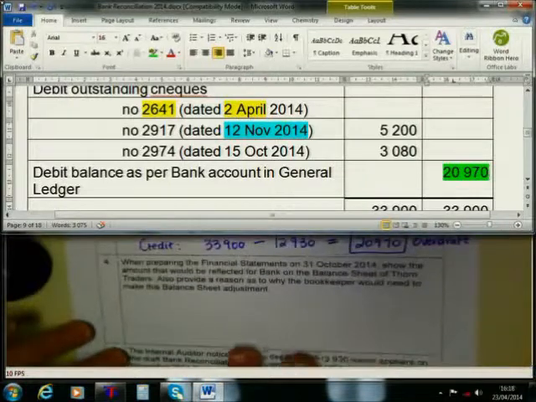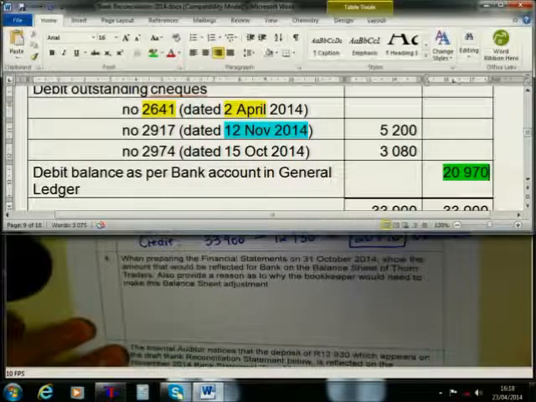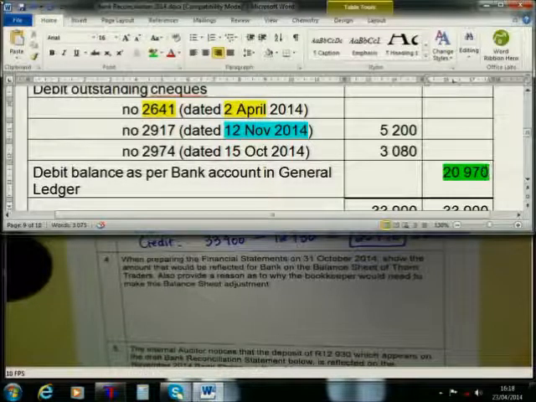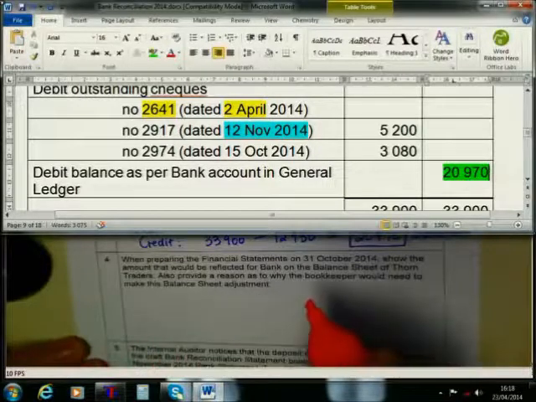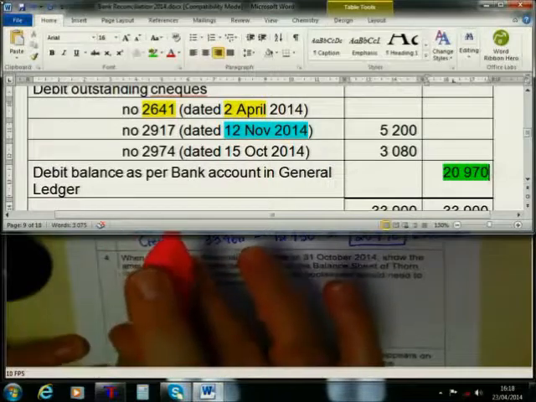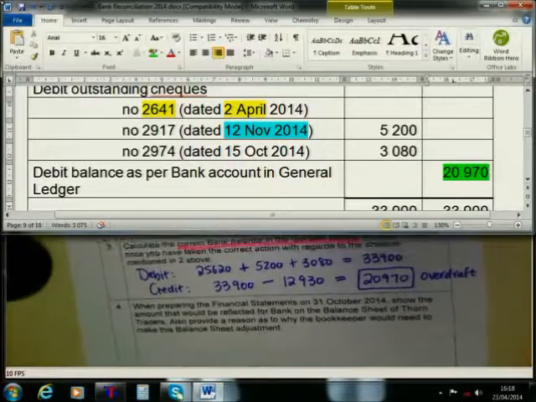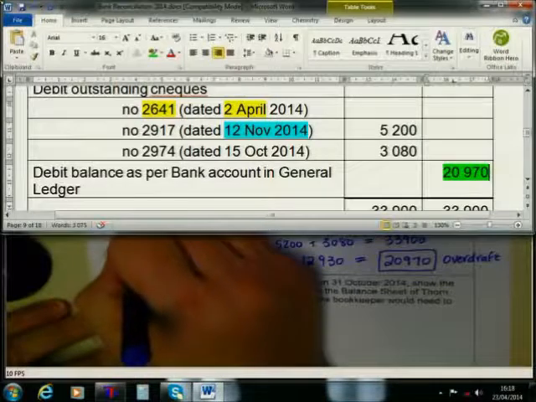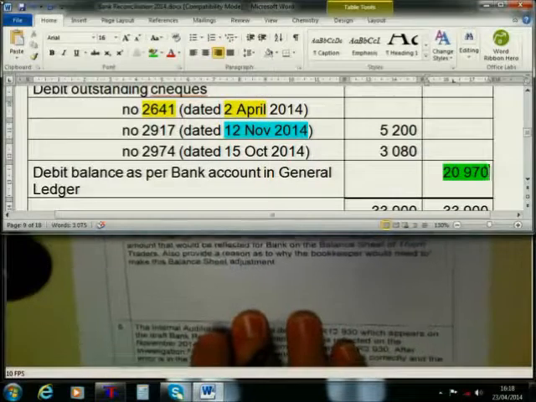Question 4. Question 5. When preparing the financial statements on the 31st of October, show the amount that would be reflected for bank on the balance sheet of Thorn Traders. Also provide a reason as to why the bookkeeper would need to make this balance sheet adjustment. Okay, forget what we've done, because we are done with the stale check. Everything that has to do with number 3 was where we work out the amount according to the bank account without the stale check.